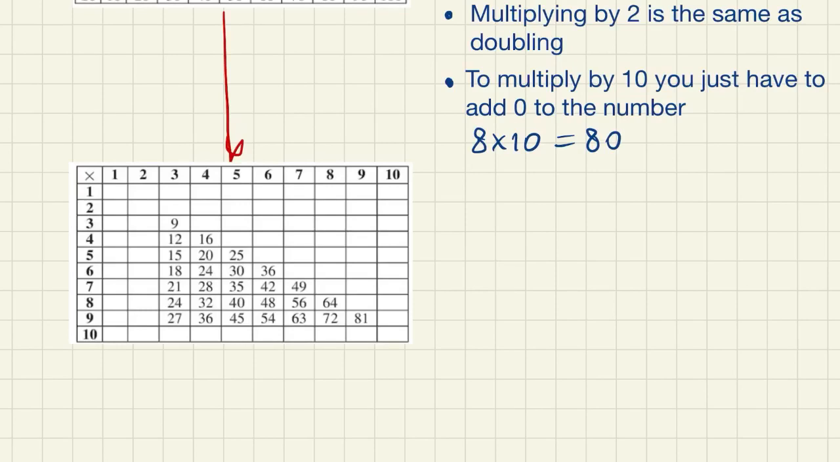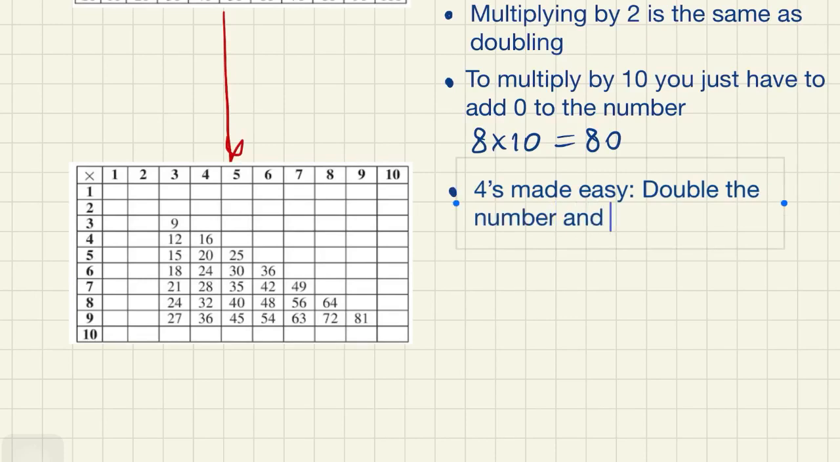So another fact is we can make 4s easier. 4s made easy. So to make 4s easy, you just have to double the number and then double it again. That's 4s for you.